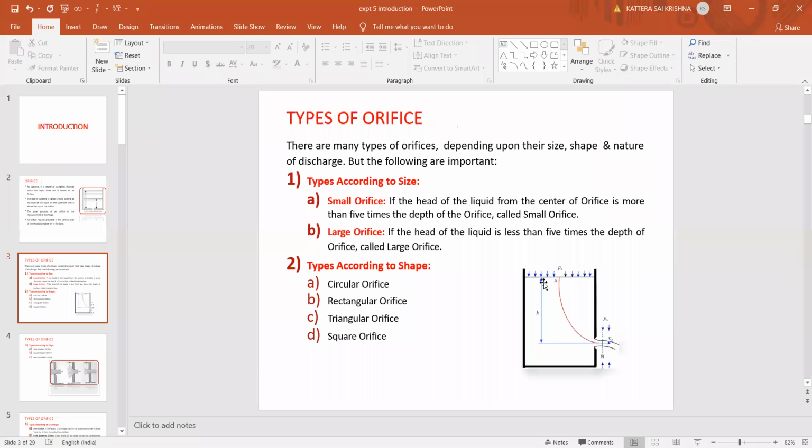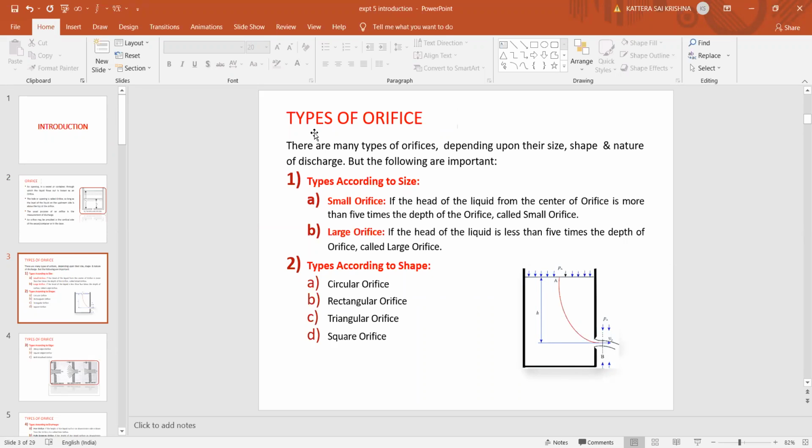Okay, so this is called H, for finding the velocity for Q theoretical. This is the head of water above the orifice, which can be taken. So V is equal to the square root of 2gH. We can calculate it by using the height of water above the upstream of the orifice.